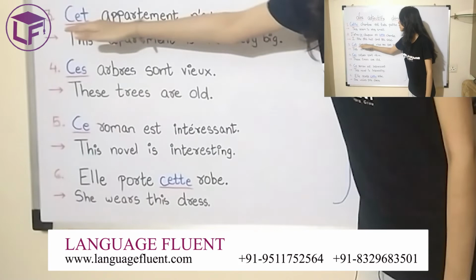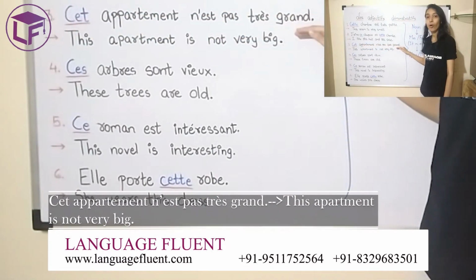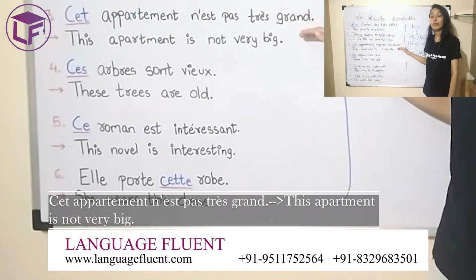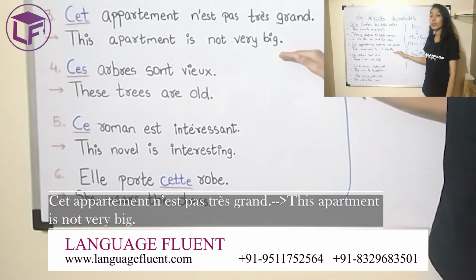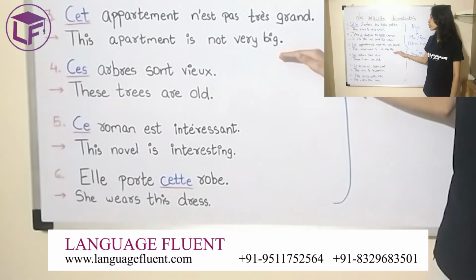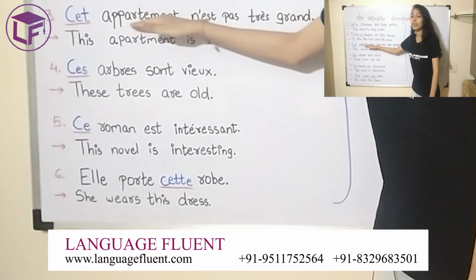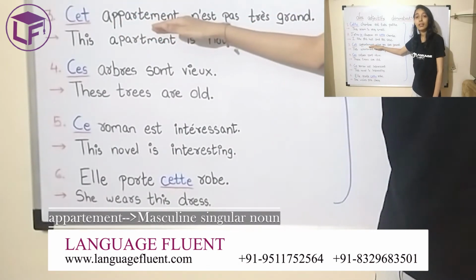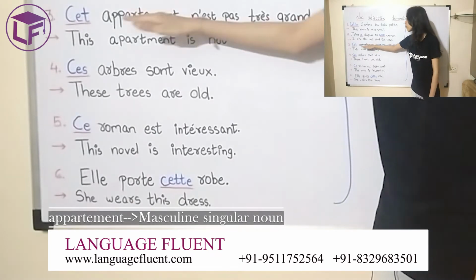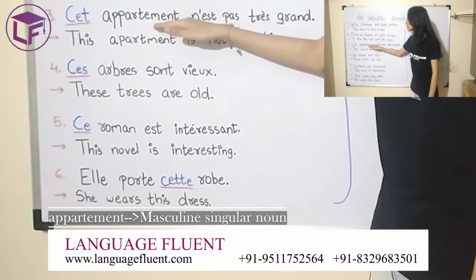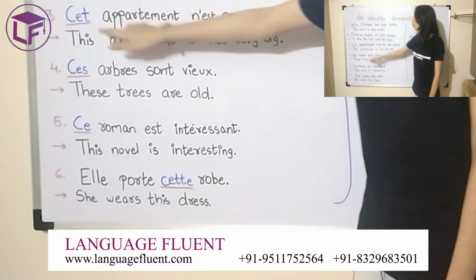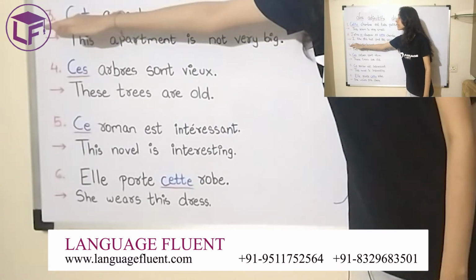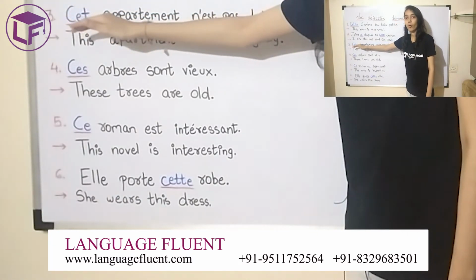Third one is "Cet appartement n'est pas très grand", which means this apartment is not very big in English. Here, what is a noun? Appartement. What is the gender of this noun? This is a masculine singular noun. Gender and number is masculine singular. And this starts with vowel. In case of masculine, it starts with vowel. So this becomes C-E-T, cet appartement.